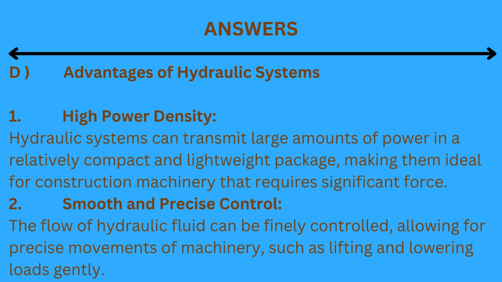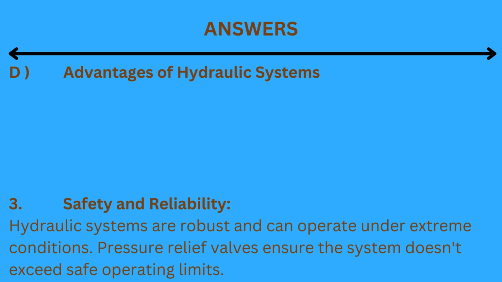D. Advantages of hydraulic systems. 1. High power density. Hydraulic systems can transmit large amounts of power in a relatively compact and lightweight package, making them ideal for construction machinery that requires significant force. 2. Smooth and precise control. The flow of hydraulic fluid can be finely controlled, allowing for precise movements of machinery, such as lifting and lowering loads gently. 3. Safety and reliability. Hydraulic systems are robust and can operate under extreme conditions. Pressure relief valves ensure the system doesn't exceed safe operating limits.